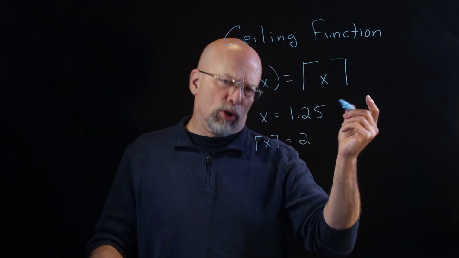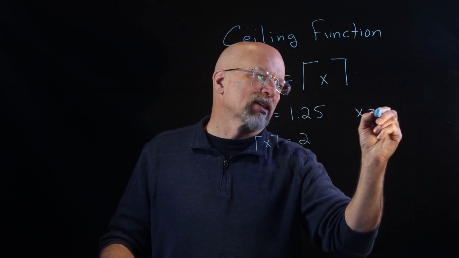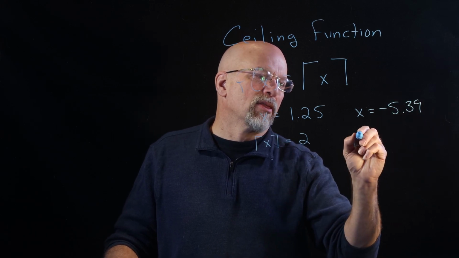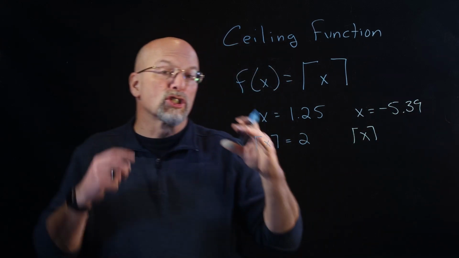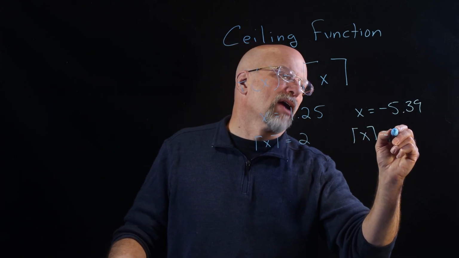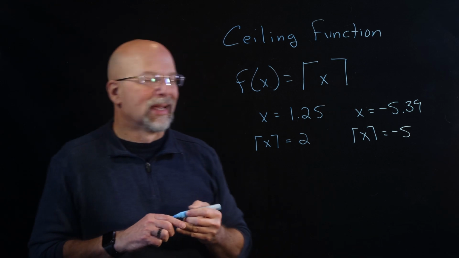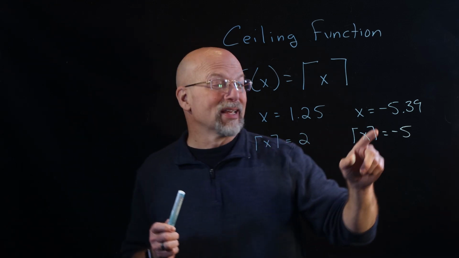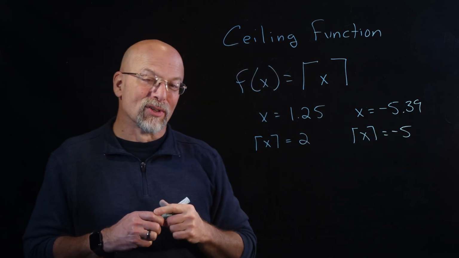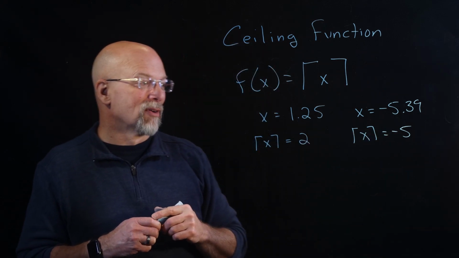All right, works with negatives again. So you have x is equal to negative, how about 5.39? Then the ceiling function is the smallest integer that is just greater than or equal to -5.39. And so the ceiling function is going to equal -5.